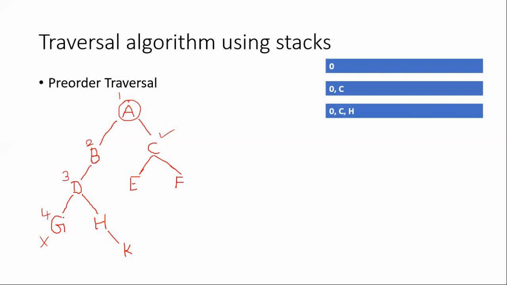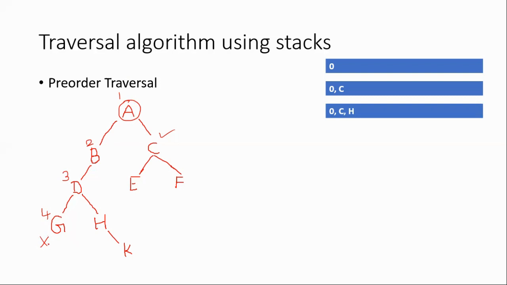But after that, it will check: is there any right child? There is no right child. Is there any left child? Unfortunately, we don't have a left child also. So this is what we call a terminating node. When the process is done on the terminating node, the pushing operation will stop.